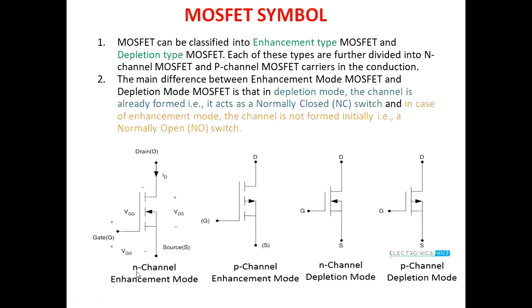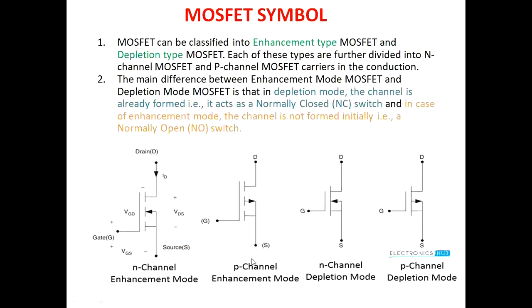Now, why is it called N channel? Because the source and drain regions are of N type, and the substrate is of P type. The channel that gets formed is of N type, and the majority carriers are electrons. So that's why this is called N channel. The channel will get created, so that's why it is enhancement mode MOSFET. So the name is N channel enhancement mode.